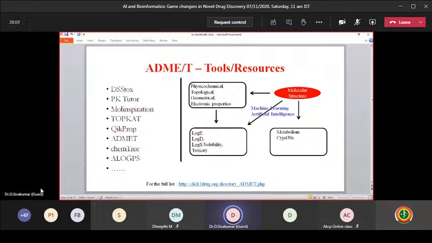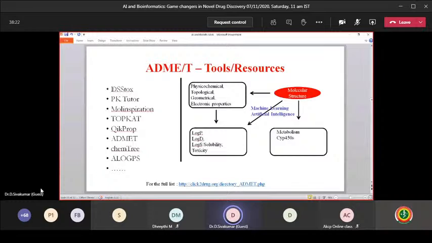Okay, so what are the various tools and resources available in bioinformatics with which you can study all these ADMET properties online, or computationally? There are some software packages listed here, like Discovery Studio, TopKat, Molinspiration, ADMET, KiTProp, and many more.